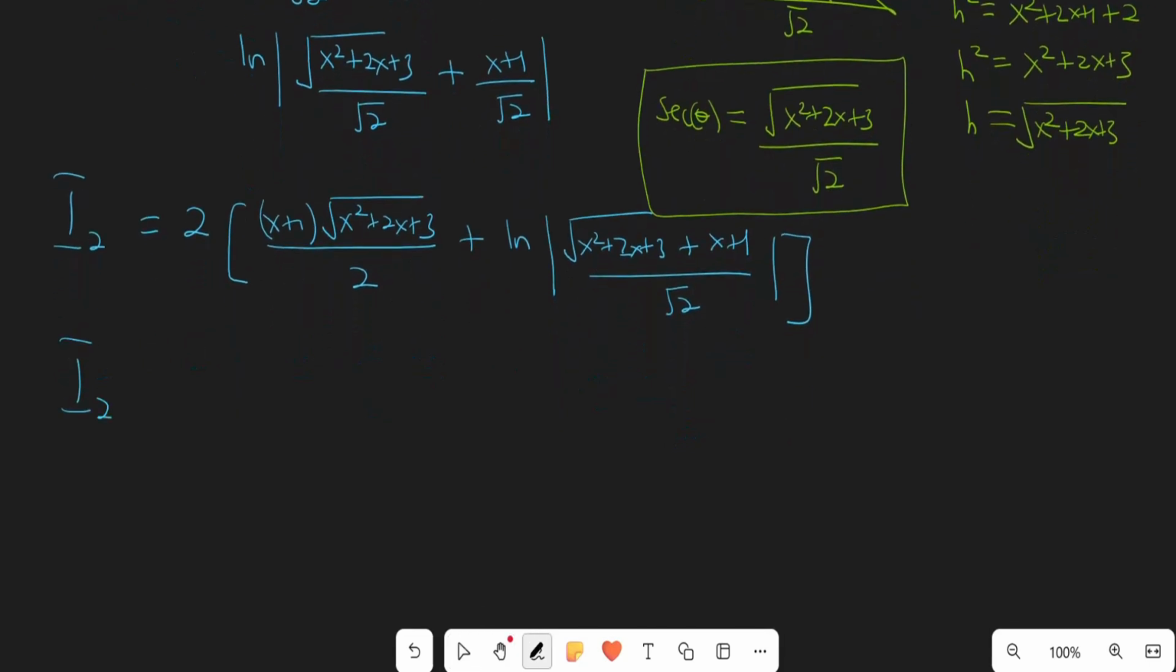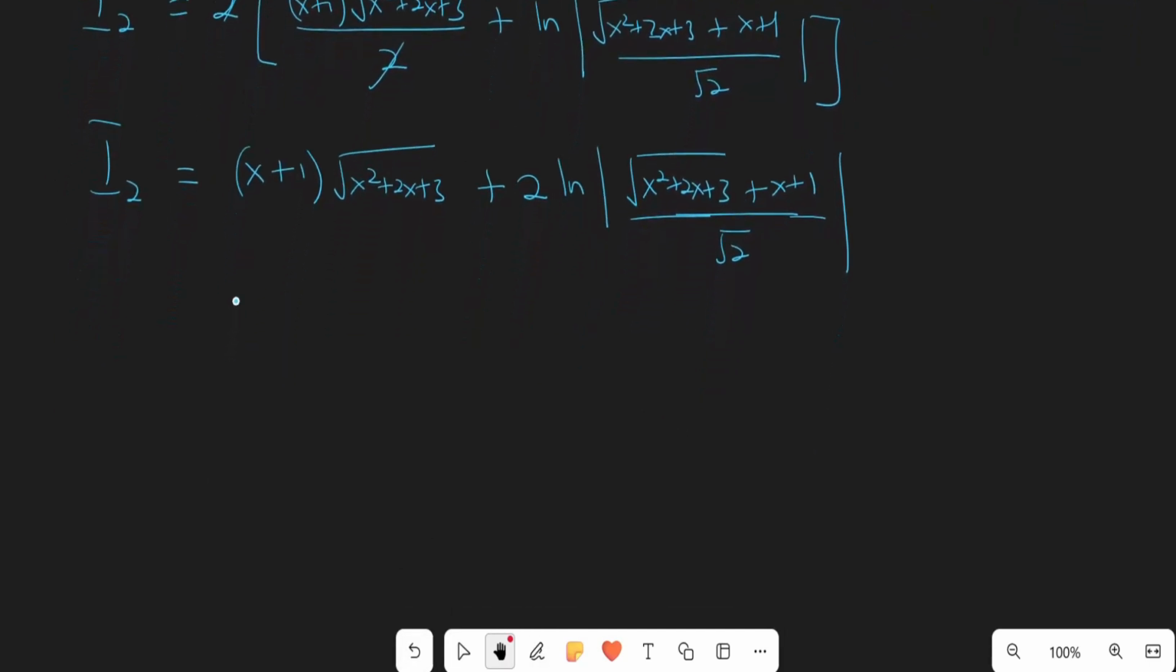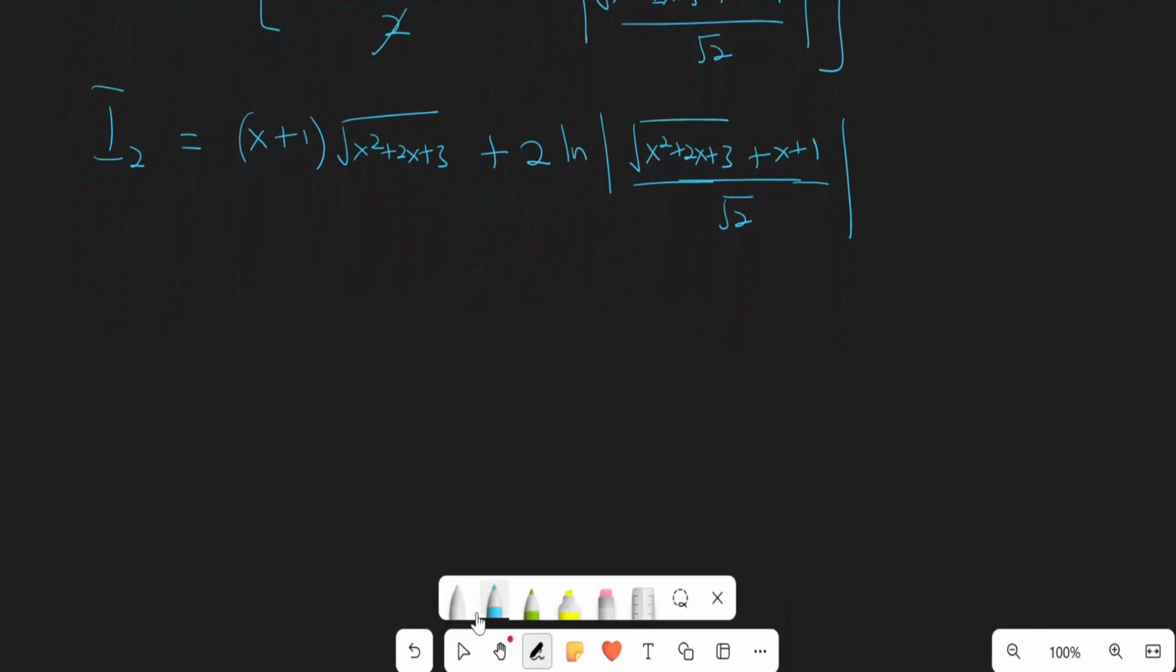So we can now multiply in with 2. When you multiply in with 2, we have this one, we cancel that. And then we have (x plus 1) multiplied by the square root of x squared plus 2x plus 3. And then plus this 2 multiplied by this, we have 2 times the ln of the absolute value of the square root of x squared plus 2x plus 3 plus x plus 1, all over the square root of 2, like this, in absolute value. So this is the resulting value of the second integral, right?